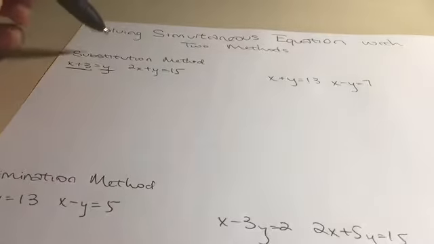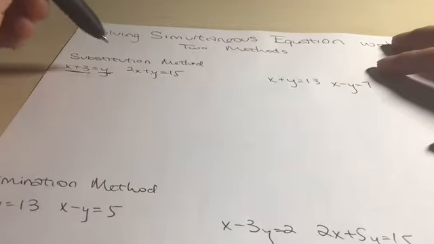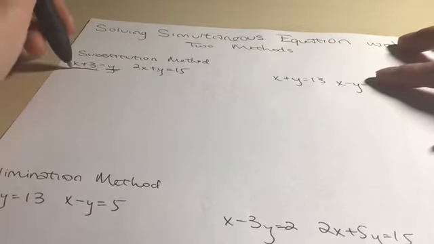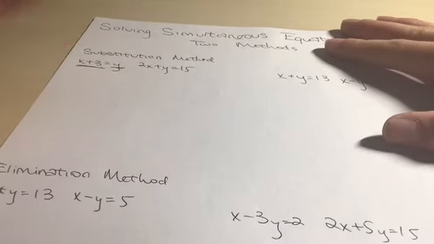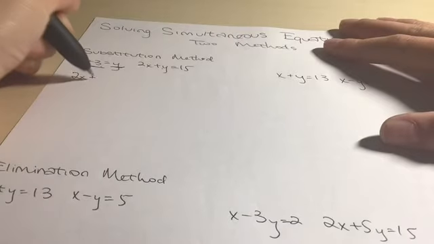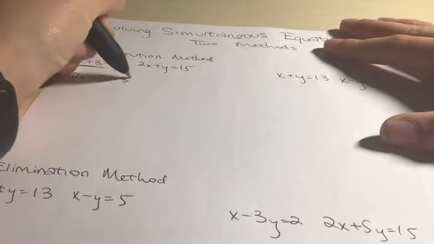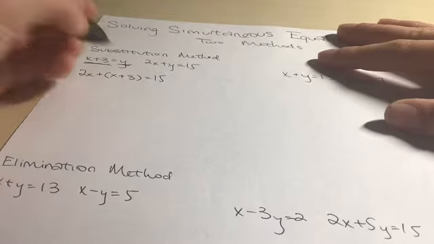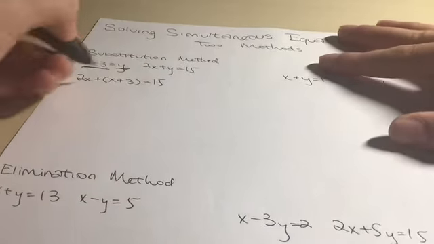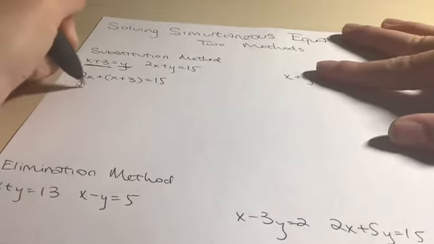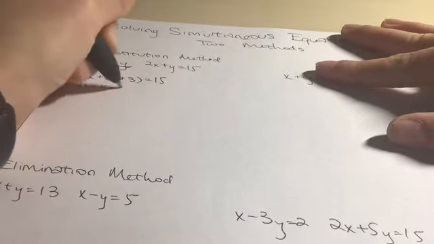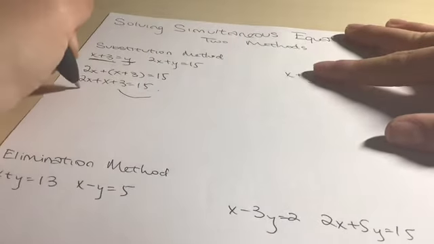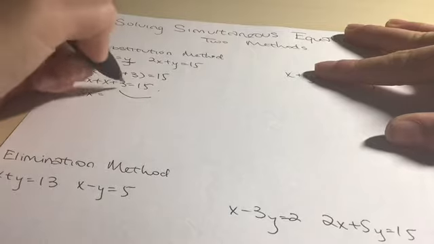Here you want to replace y in 2x plus y with x plus 3. So it's 2x plus (x plus 3) equals 15. Now you can take away these parentheses because this is a plus sign and you don't need to worry about it: 2x plus x plus 3. Then we simplify this and move the 3 over to this side, so it'll be 3x equals 15 minus 3.